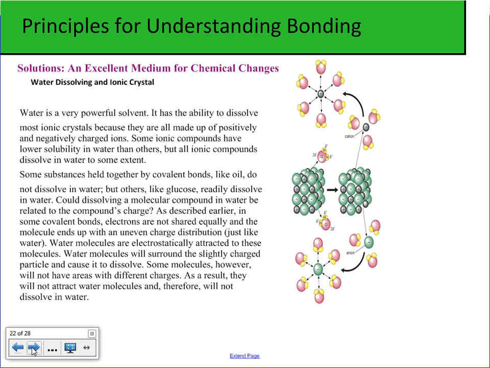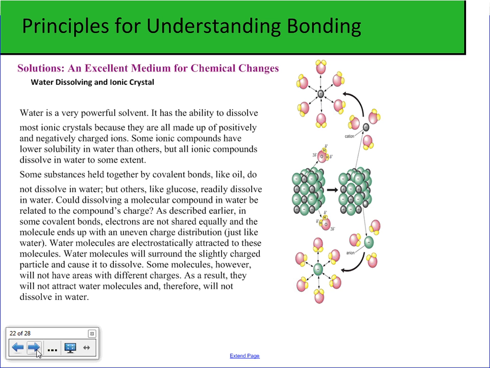So, water is a very important solvent. It has the ability to dissolve most ionic crystals because they are made up of positively and negatively charged ions. Some ionic compounds have lower solubility in water than others, but all ionic compounds dissolve in water to some extent. Some substances held together by covalent bonds, like oil, do not dissolve in water, but others, like glucose, readily dissolve in water. So could dissolving a molecular compound in water be related to the compound's charge?